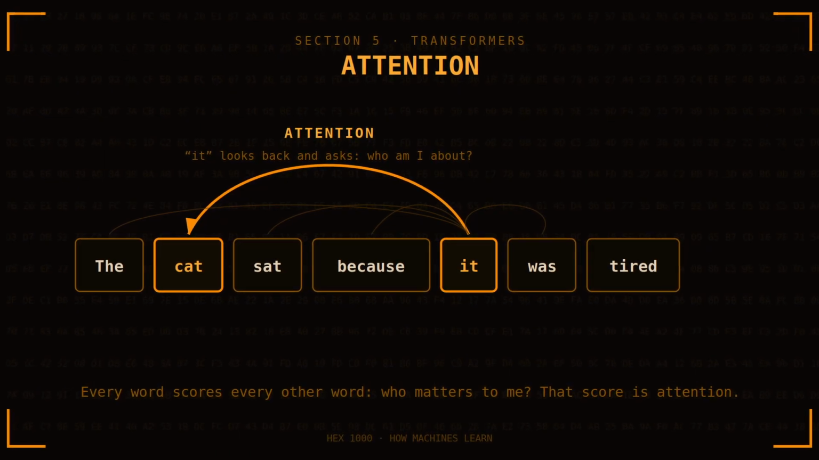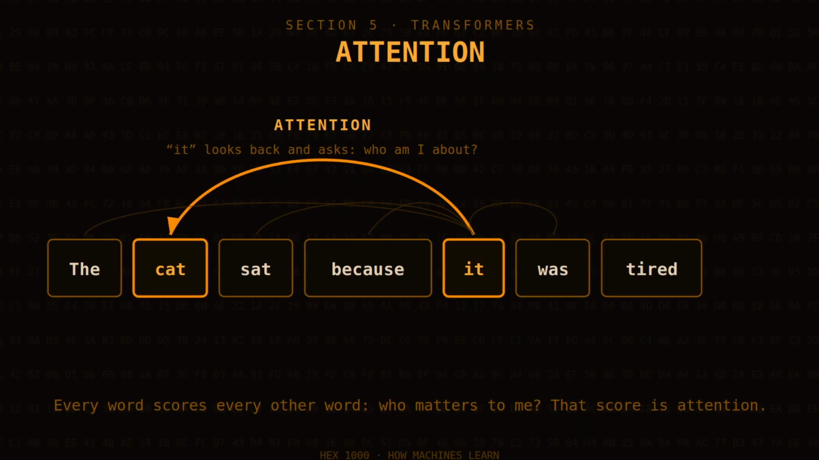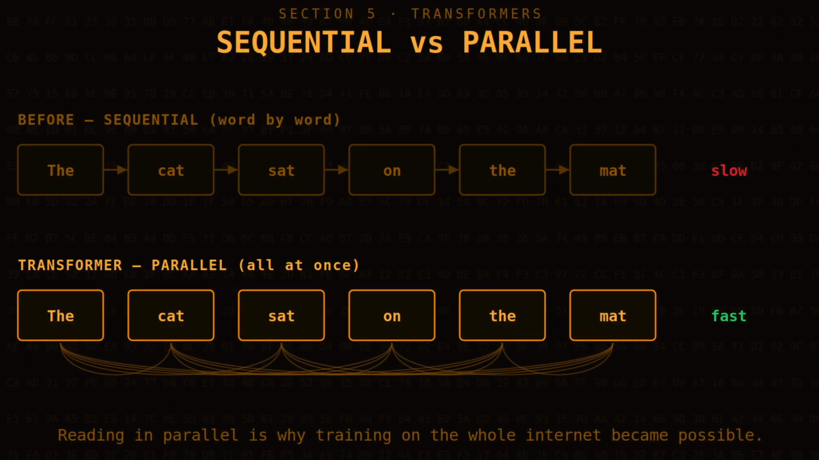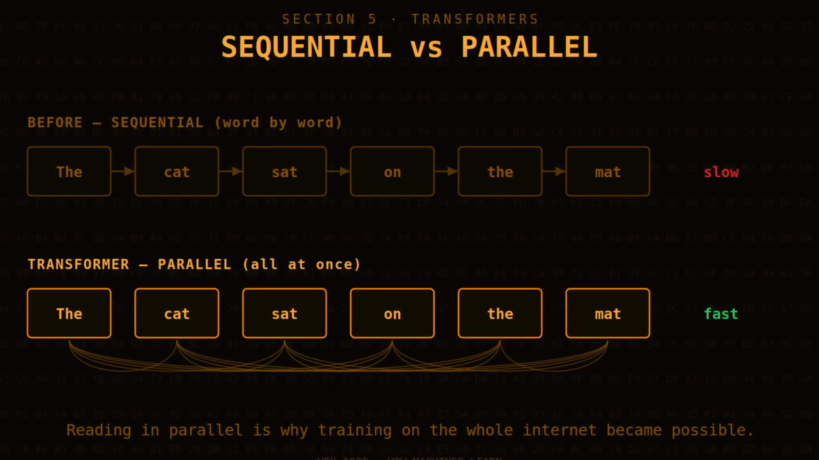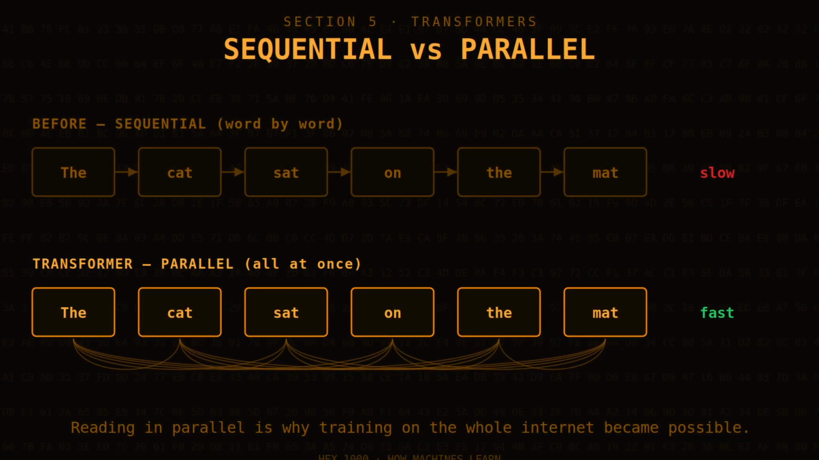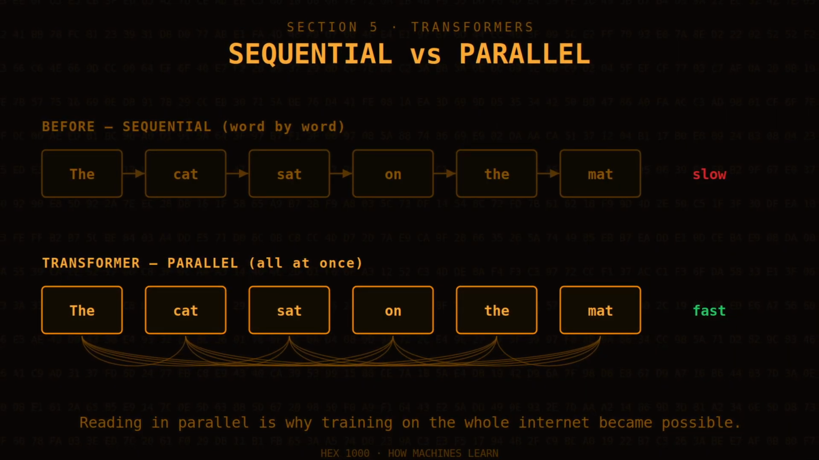Attention isn't programmed by hand, it's learned. And here's why this was a revolution, not just an improvement. Older sequence models had to read word by word, in order, slow, and forgetful over long distances. Attention lets the model look at the entire sequence at once, in parallel, every word compared to every other word, simultaneously.